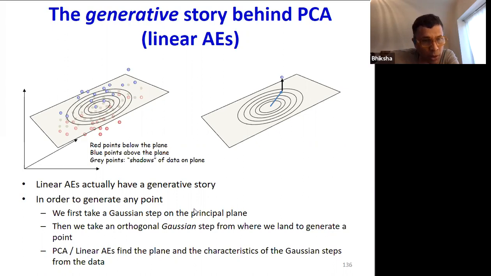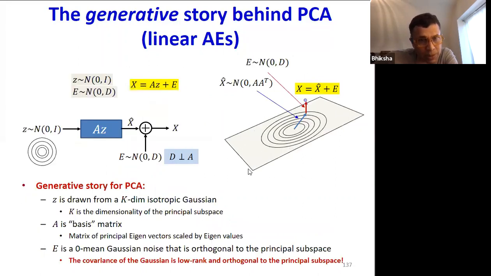So the overall generative model for linear autoencoders that we assume for PCA is that there is a principal subspace. In order to generate a data point, we first take a Gaussian step on the principal subspace, and then we take a step at 90 degrees to that principal subspace. And the length of that step is also Gaussian. And then the point we arrive at, that is our data point. So the objective of PCA, or learning in the case of linear autoencoders, is to find this principal subspace.